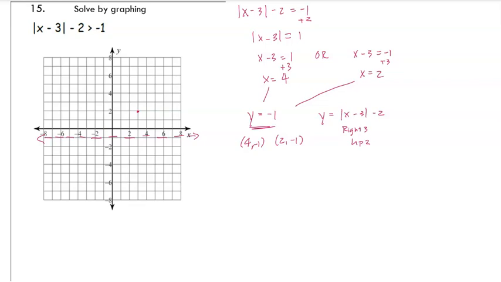I just realized that my thing is right. Gosh, I must be tired. I'm sorry, guys. It's down 2. Right 3, down 2. It's right here. And then now my intersection points make sense. It didn't before.